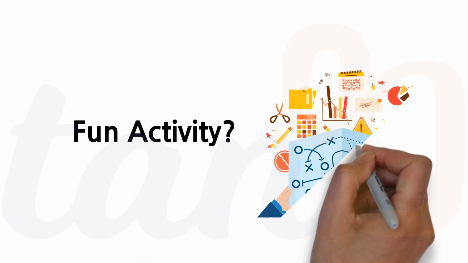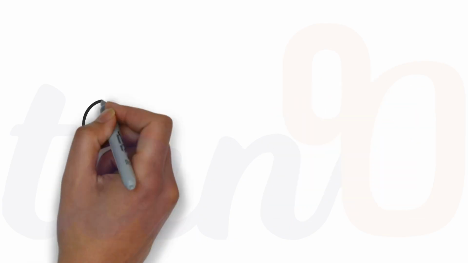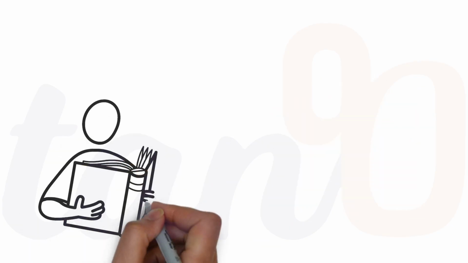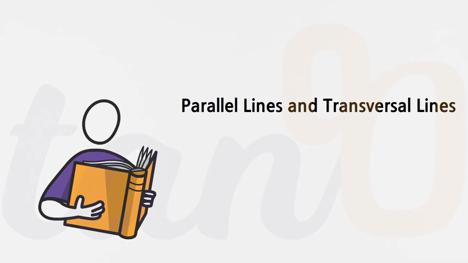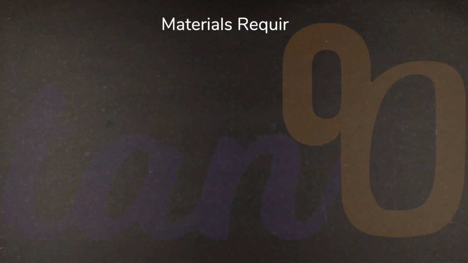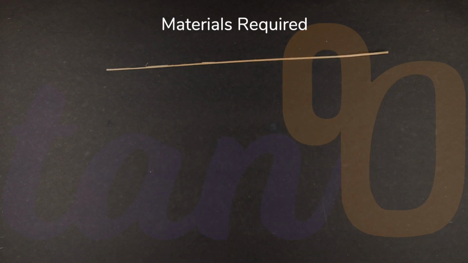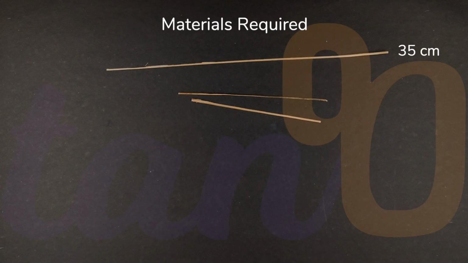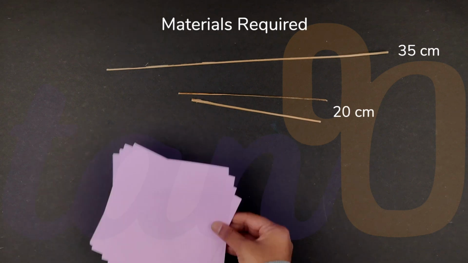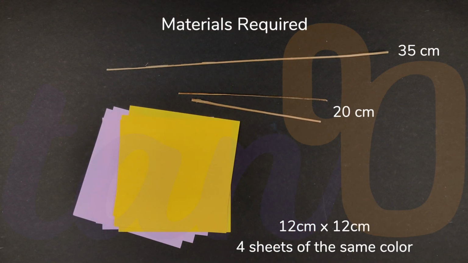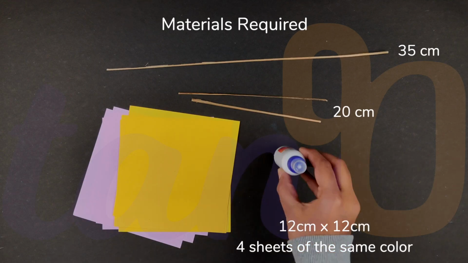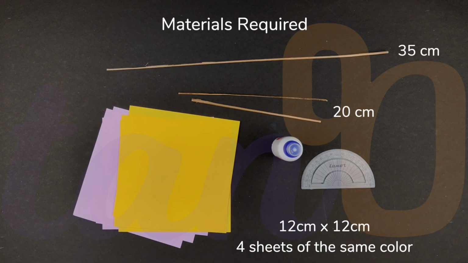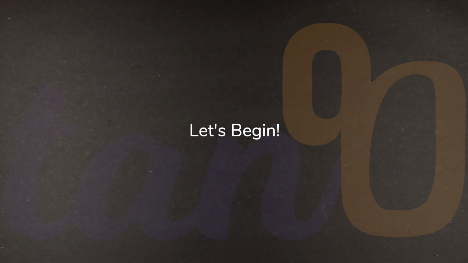Are you ready to do a fun activity along with us? By the end of this video, we guarantee you that you will learn about names related to parallel lines and transversal lines. Materials required for this activity: 3 broomsticks, 1 stick of 35 cm and 2 sticks of 20 cm, 8 square sheets of 12 cm by 12 cm, 4 sheets of the same color, glue, protractor. If you have all the materials ready, let's begin.